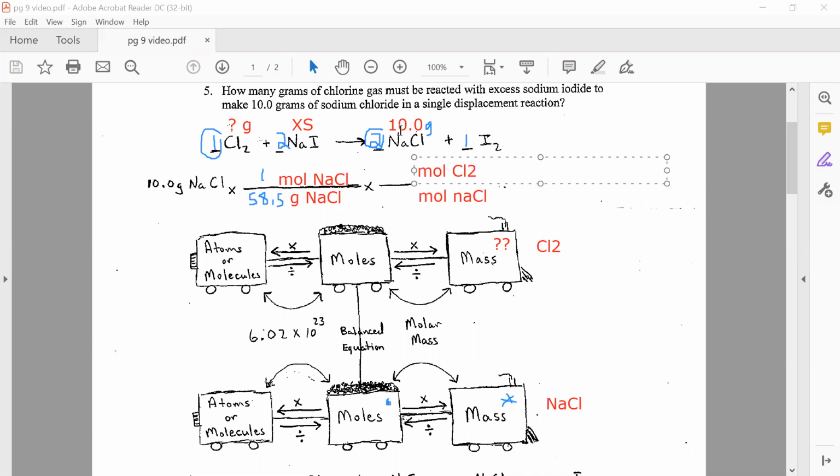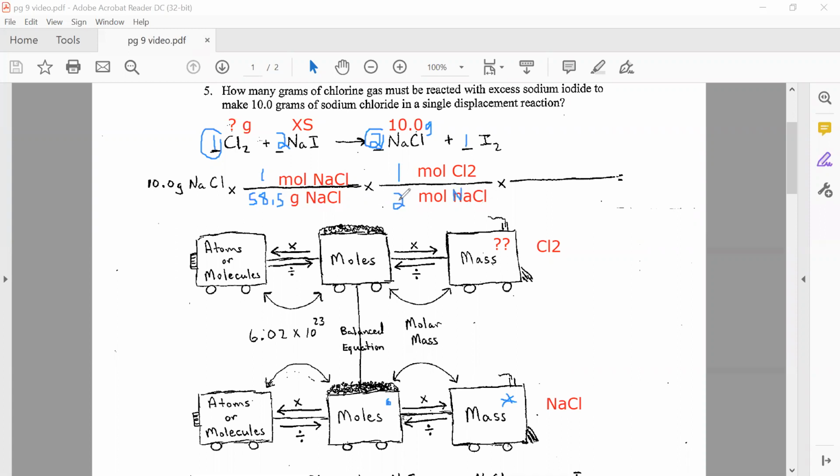So even though this is a product, it's what I know, so it goes on the bottom. This is a reactant, so it goes on top. So the 2 goes on the bottom, the 1 goes on the top. And let's fill that in. So the 1 goes with the Cl2, the 2 goes with the NaCl. That's not capitalized, but I think we get what's going on there.